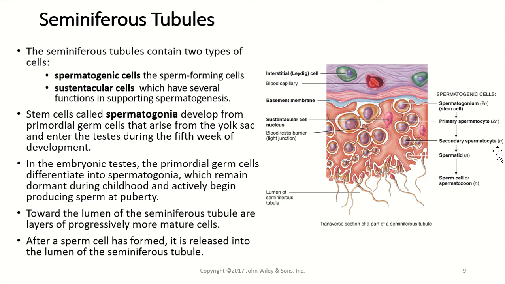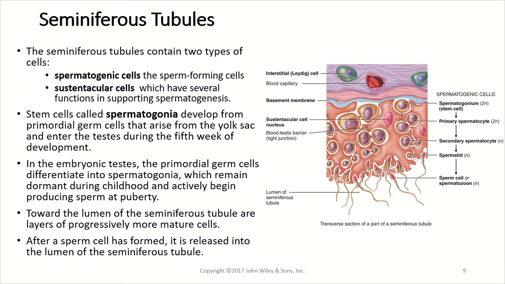The seminiferous tubules contain two types of cells. We've got our spermatogenic cells. These are our sperm-forming stem cells. And then we have our sustentacular cells, which you can see here. These have several different functions that are mainly in supporting spermatogenesis. We'll talk about those in just a little bit.